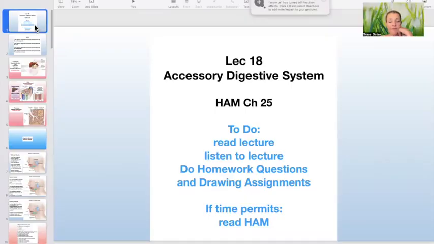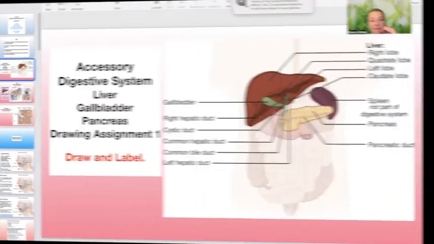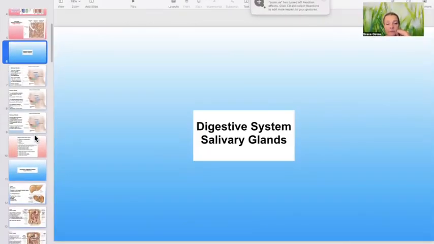This is a lecture on the accessory organs of the digestive system. This lecture is based on Martini's chapter 25. Learning objectives, drawing assignments, and let's begin. So, digestive system, salivary glands.